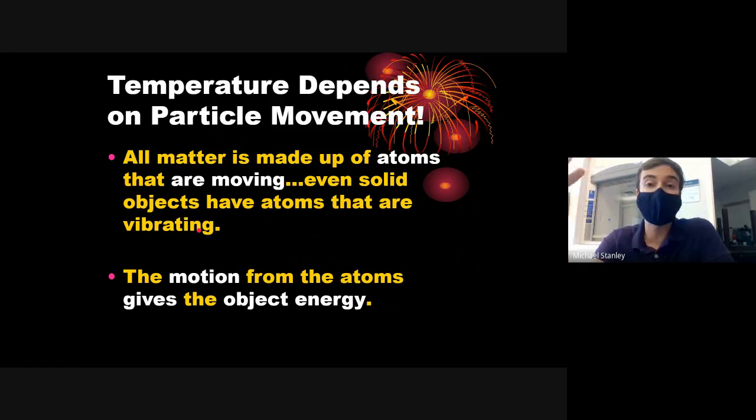Not enough for us to see, and not enough to cause any sort of change in the material, but they're still moving. They're sitting in there and vibrating around a teeny tiny bit. So the fact that these atoms are moving a little bit means that the object has energy. So this motion from these atoms, this little bit of movement, gives the object energy.